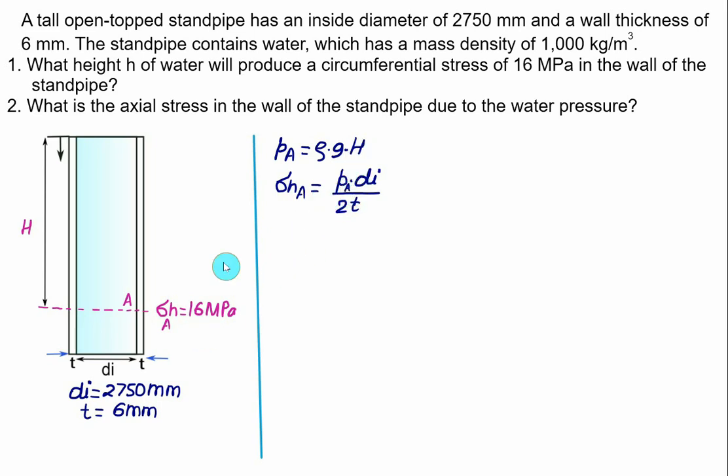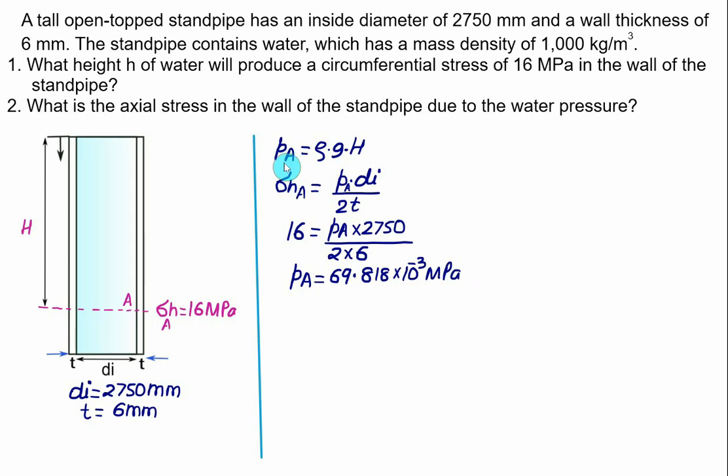So let's substitute and solve it. We have 16 megapascal as the value of the hoop stress. Pressure at point A is unknown. Diameter you have to put as 2750 divided by 2 times the thickness, and we have thickness equal to 6 mm. Solve this, you will get the pressure at point A. So we have pressure at point A equal to 69.818 into 10 to the power minus 3 megapascal.